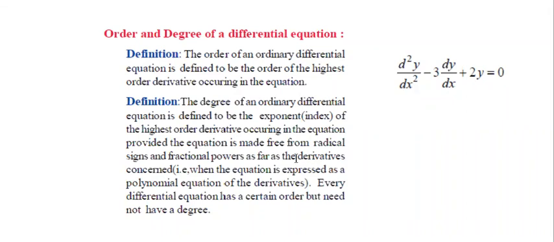Okay. Now, the highest order derivative occurring in the equation, provided the equation is made free from radical signs. Radical sign means square root, cube root, fourth root, fifth root. These are the radical signs. And fractional powers, where the power is 2 by 3, 3 by 2, 4 by 5, 6 by 7, like that. As far as the derivatives are concerned, when the equation is expressed as a polynomial equation of the derivative, then we get order and degree.